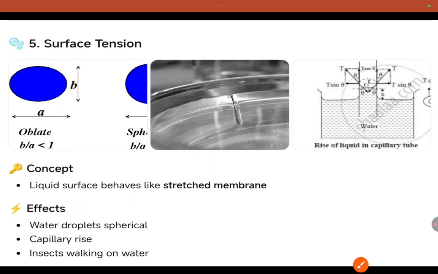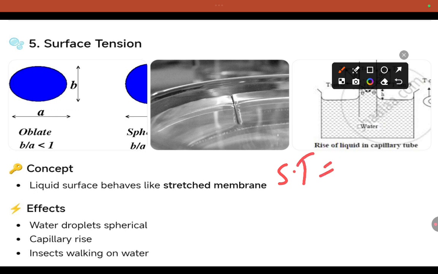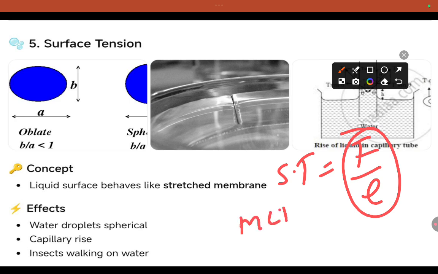Coming to surface tension. What is surface tension? It is a phenomenon where liquid surfaces behave like a stretched membrane. Surface tension equals F by L. F is MLT^-2 and L is L, so the dimension is MT^-2.